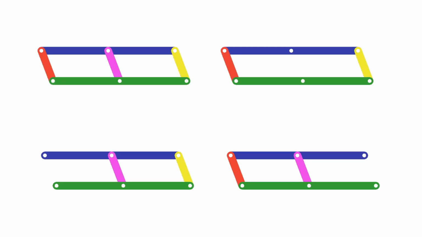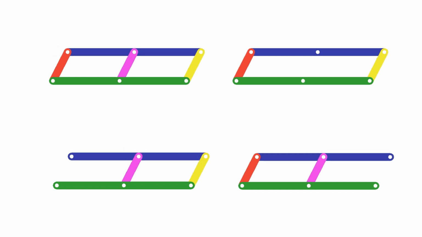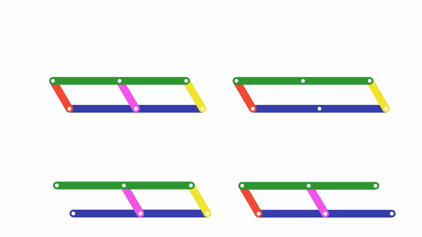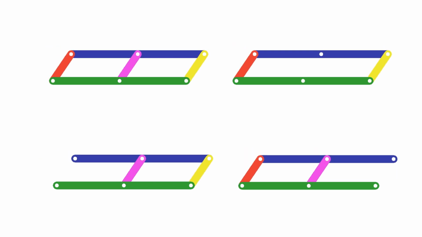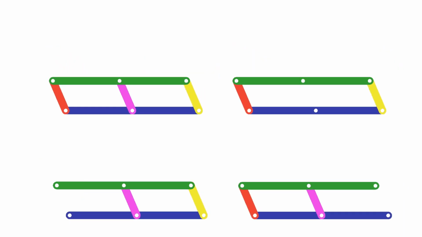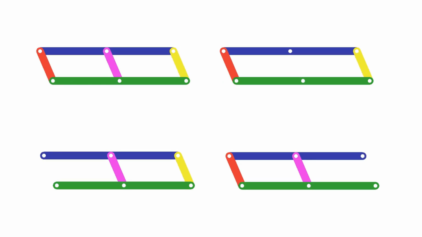Now, if we remove any one of the binary links of this mechanism, as shown, it does not affect the nature of the mechanism. So, we see, any one of the three binary links in this mechanism is a redundant link.